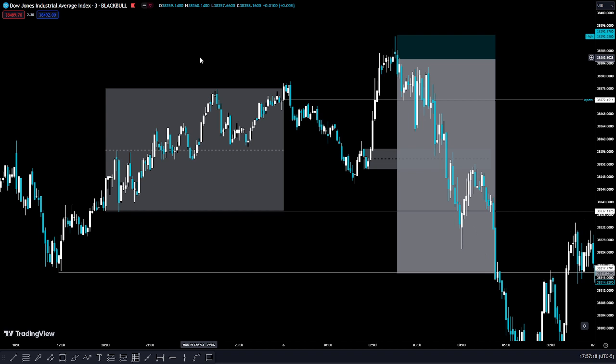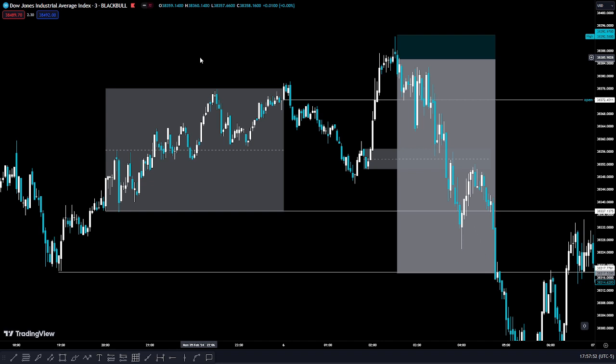This setup is just working with the Asian range. So the first thing you want to do is know your Asian range. Then if price takes the high first, you're targeting the low of the Asian range. If price takes the low first, then you're targeting the high of the Asian range. That's all you need to know about the setup.